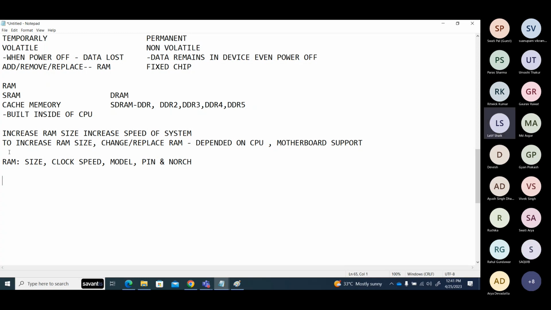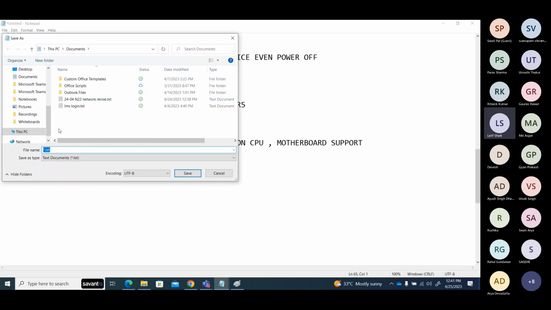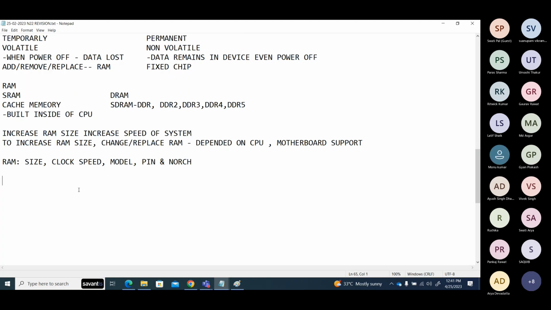Okay, so this is again what is RAM. Any doubts in RAM, guys? Please tell me. No doubts, sir. So again, read-only memory.